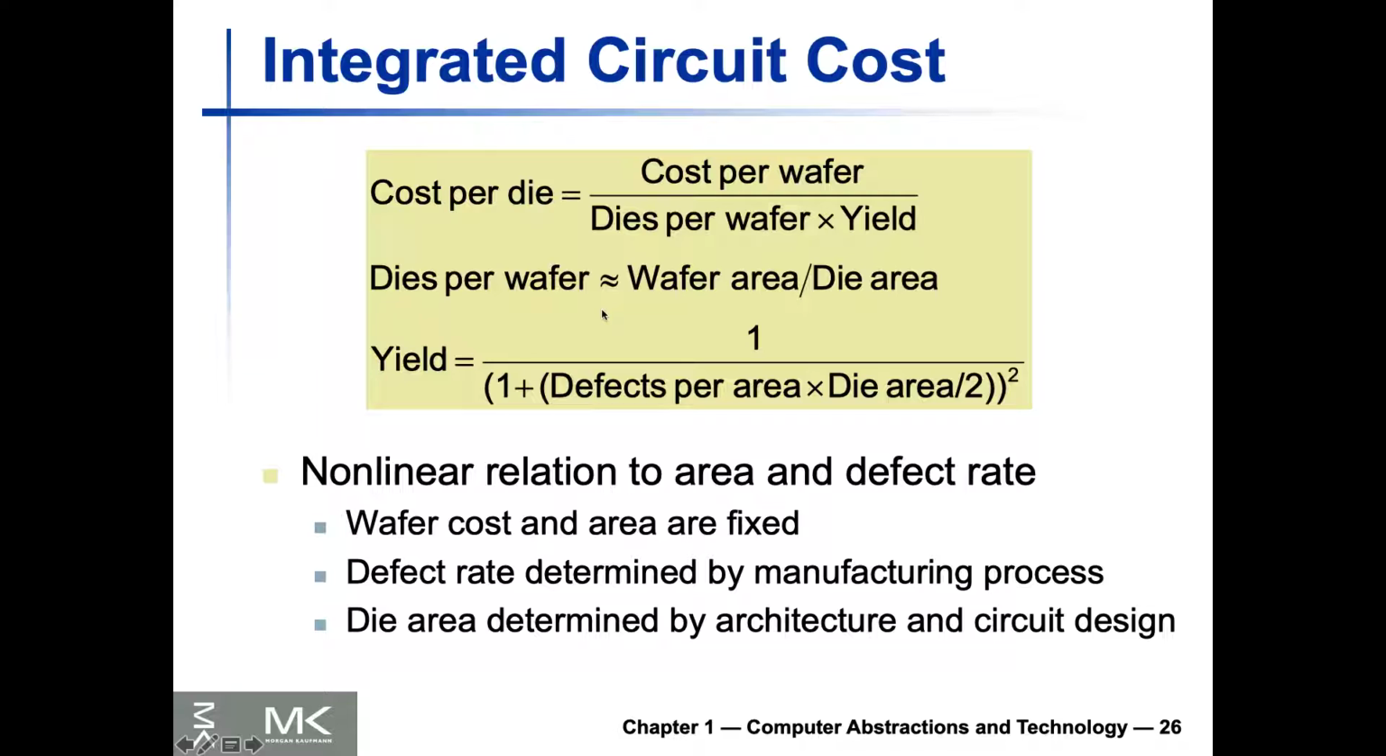Does anyone know why this is an approximation and not an equal sign? Because it makes sense that it should be equal. Is it because the wafer is circular? Right. Yeah, because our wafers are circular, right? So what happens in the corners? In the corners we miss a little bit of our area. So that's why it's an approximation.